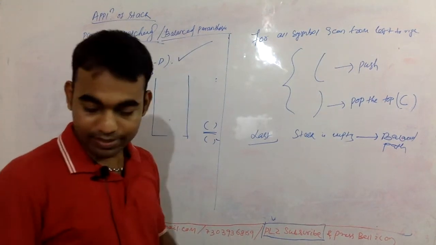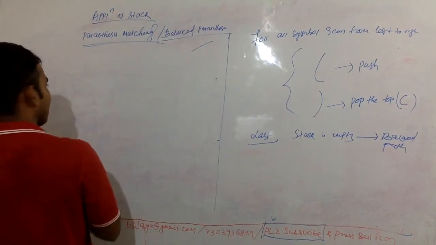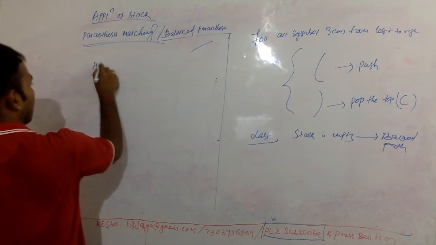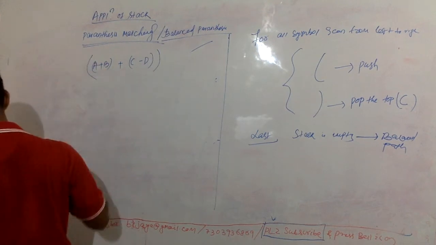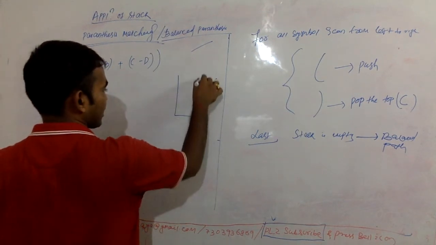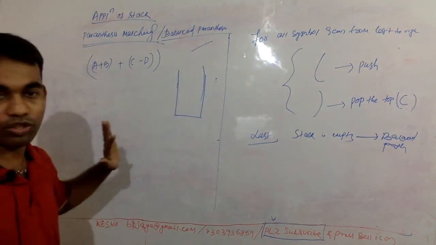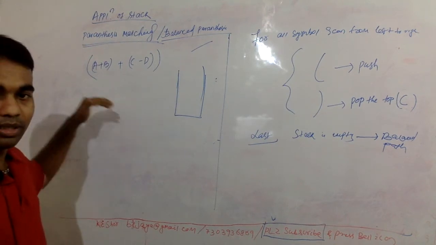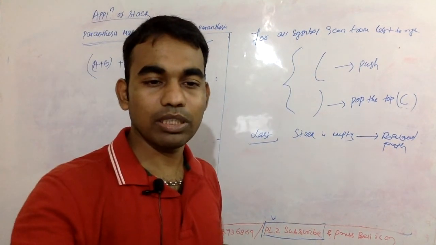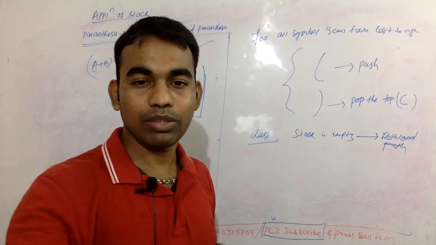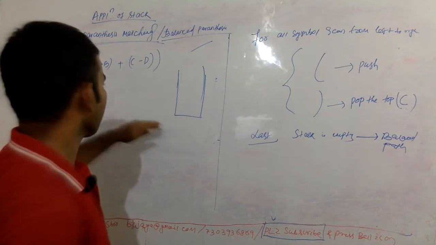So let's take another simple example and see how this particular stack is behaving. Suppose the given expression is A plus B plus C minus D, with parentheses. Now I will take a stack here. The question is to check whether the parentheses are matched or not. By looking at it, we can say yes, it is a matching parenthesis. But the question is whether it is a matching parenthesis or not, so we will check using this particular stack.